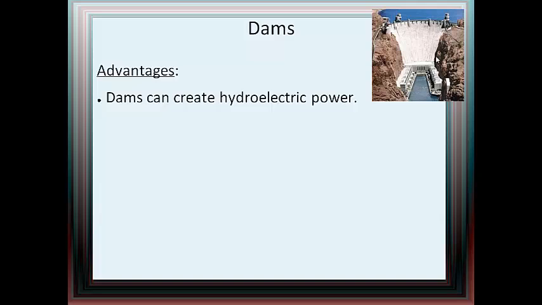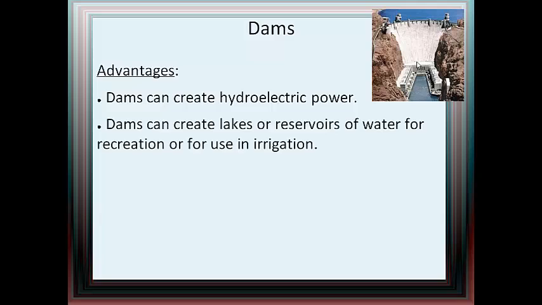and some adjacent states. Dams can also create lakes or reservoirs, you can see in the background there, of water for recreational use, for use in irrigation, watering different crops and things like that, or watering your lawn or something like that. There's a huge lake, I believe it's called Lake Mead, which is out west as a direct result of a lot of these dams, especially the Hoover Dam.